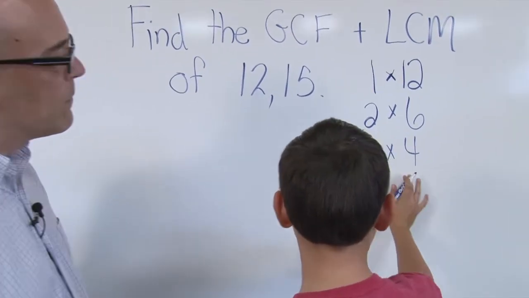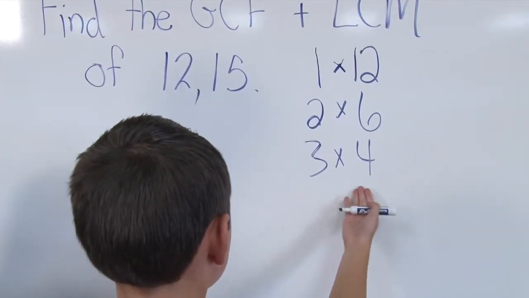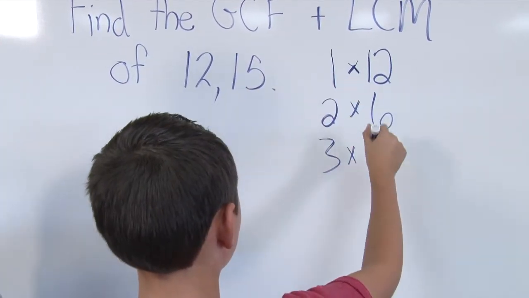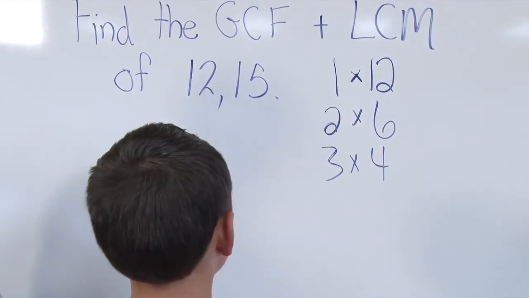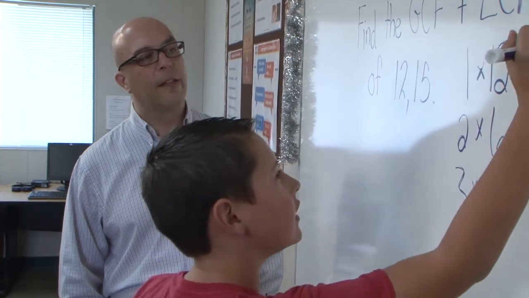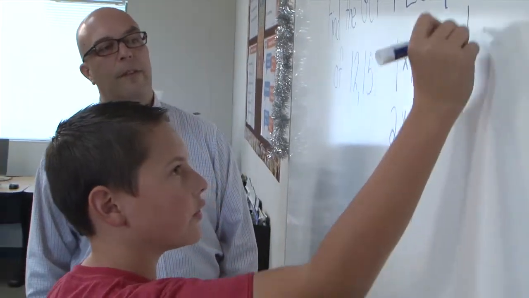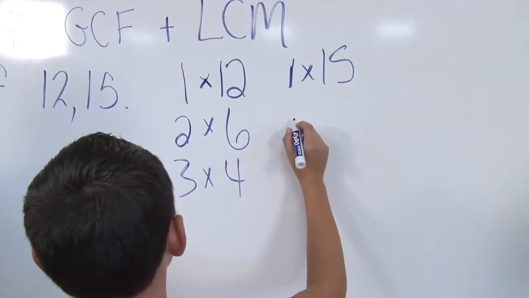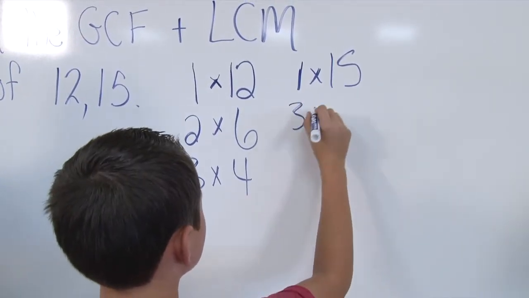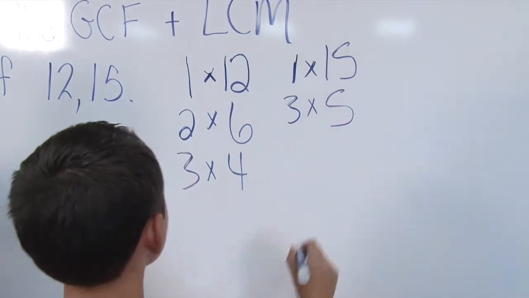Then since 3 can't, it's already like 3 and 4. Right, you're at the end now, right? So it's 1, 2, 3, 4, 6, and 12 that go into 12. Perfect. Then for 15, it's 1 times 15. Then 2 doesn't go into 15. 3 goes into 15 5 times.